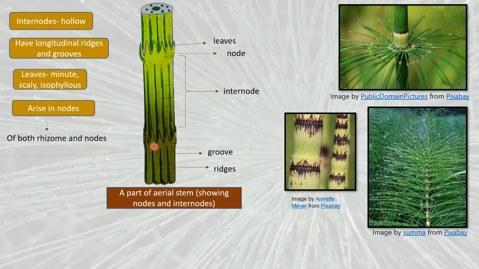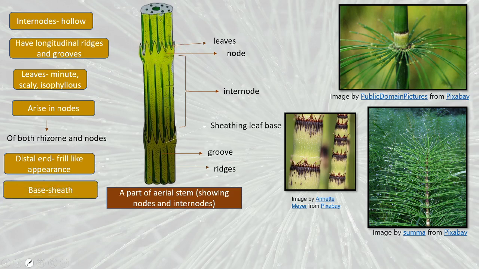Okay, so another thing to understand is that this is the distal part of the leaf and this is the base of the leaf, right? The distal end is frill like, meaning it is like a gathered pleat. In some clothes also we see frill, right? So this is frill like, and the base is a sheath. So this is the sheathing leaf base, the basal area.